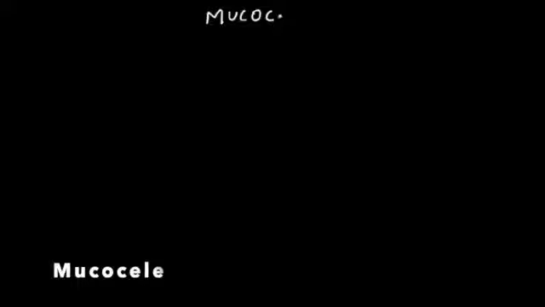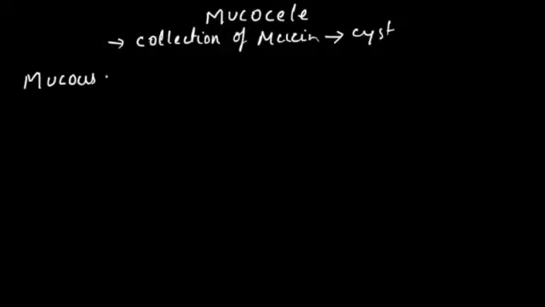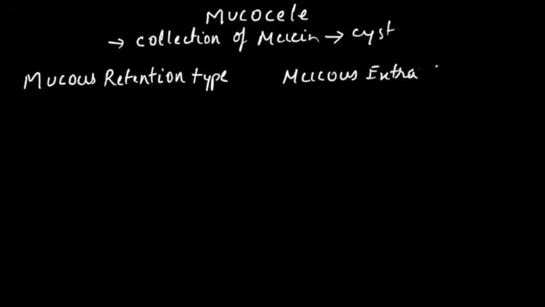Today's topic of discussion is mucocele. Mucocele is a collection of mucin in the subepithelial connective tissue leading to formation of a cyst. There are two types based on where the mucin gets collected. One is the mucus retention type. The other one is the mucus extravasation type.